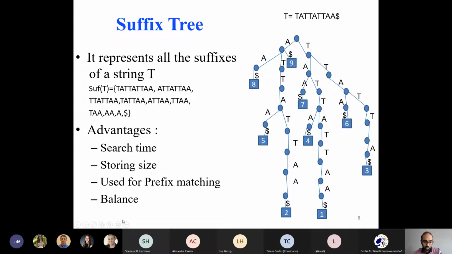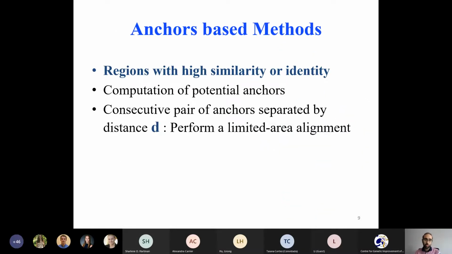It's also for balance. If we are, for example, at the root, based on the element that we would like to search for in the string, we know if we have to look on the left part or the right part. So it will reduce the search time for the element that we would like to get to half, to 0.5. The second approach is anchor based methods.